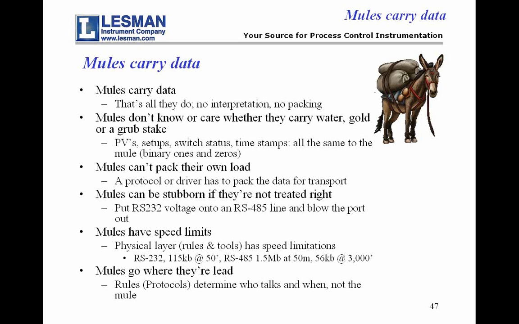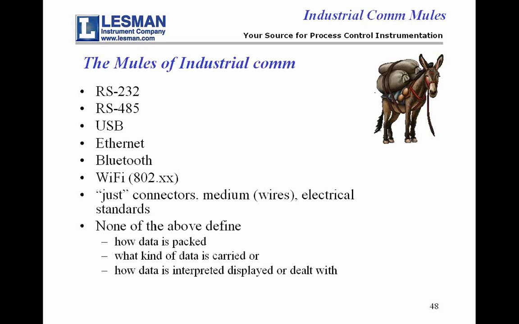If there are speed limits to the communications, it's likely to be down here at the physical hardware layer end because the mules have speed limits. You can read off there the RS-232 can run up to 115K, but you can get 1.5 megabit out of RS-485 and Profibus. It's very important to understand, too, that mules only go where they're led. The mule doesn't know what data it's carrying. It doesn't know actually where it's going to go. There's other things in the system, these protocols and these rules, that have to direct the data where it's going to go and how it's going to get there.